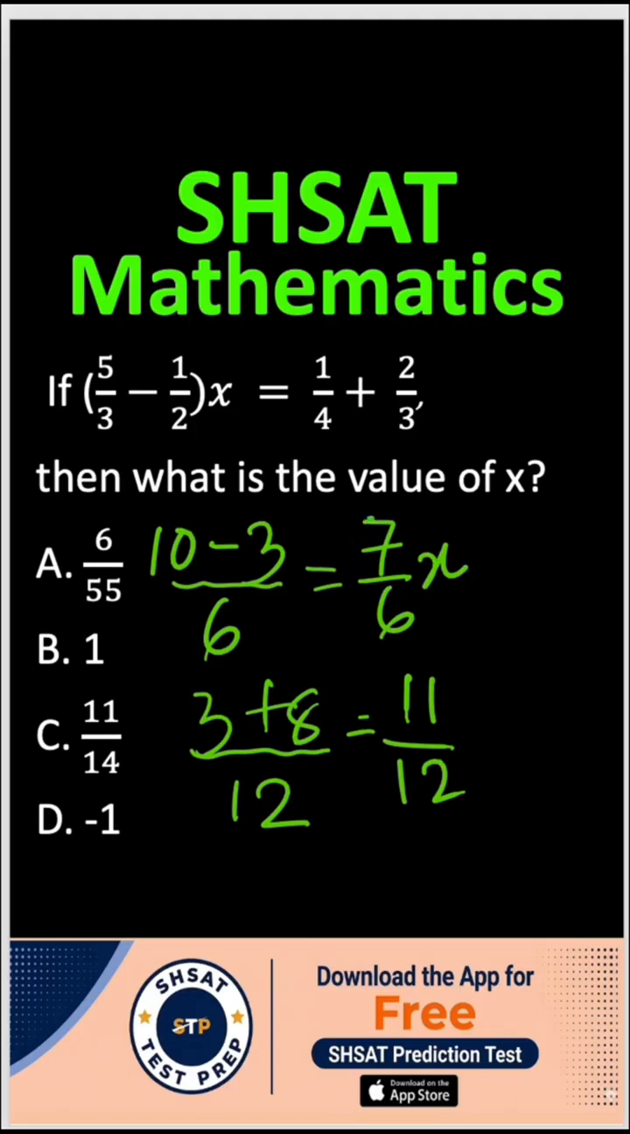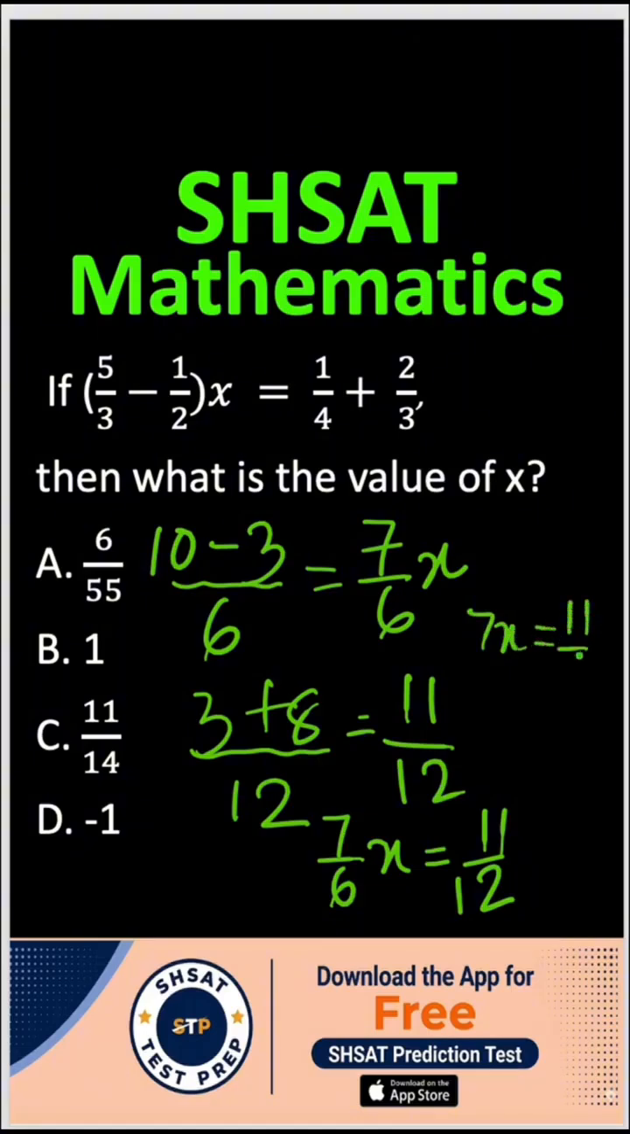Now, this means that 7 over 6 x equals 11 over 12. Now, if we multiply both sides by 6, we will get 7x equals 11 over 2. And if we multiply this 2 with this 7, we will get 14. So that means x equals 11 over 14. And with that, the correct answer is option C.